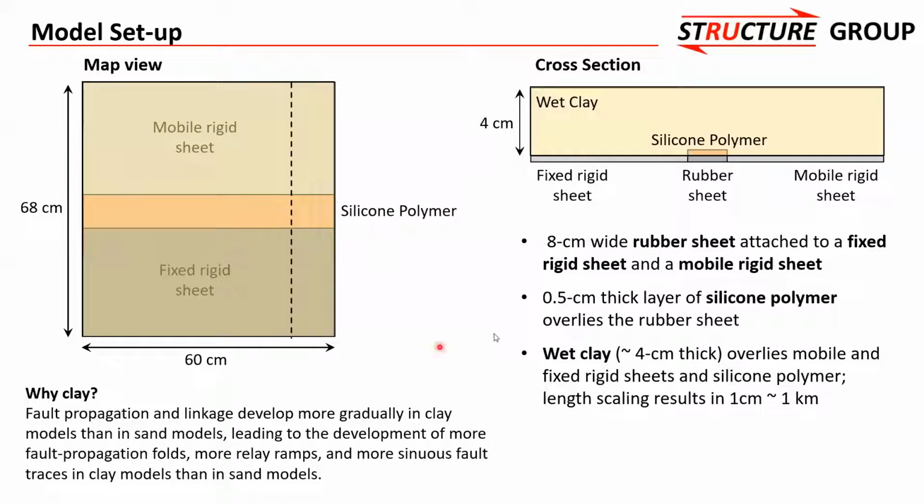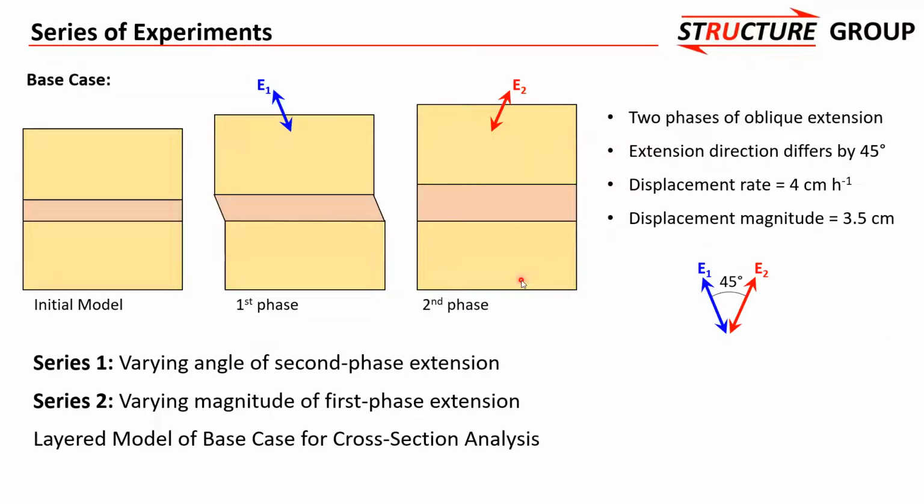So this was the base setup for all of the modeling work that was done. It was a 4 centimeter clay cake with silicone polymer in the middle. For the different series of models, we started with a base case and then varied one property from that base case. This box should look like the same box we were just looking at on the previous slide. The base case model had a first phase of extension in a northwest direction for a certain magnitude.